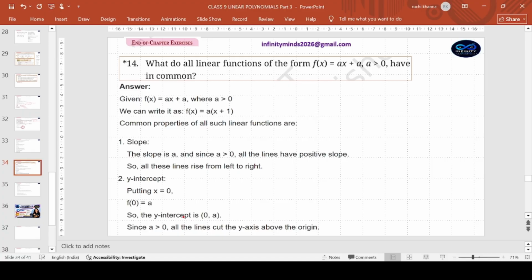What do all linear functions of the form f(x) = ax + a, where a > 0, have in common? See children, it is in a way a conclusion to all the hard work we have put in for drawing all the linear function graphs that we have drawn. We've been talking about their relationships, graphs of growth, graphs of linear decay, graphs passing through the origin and so on.